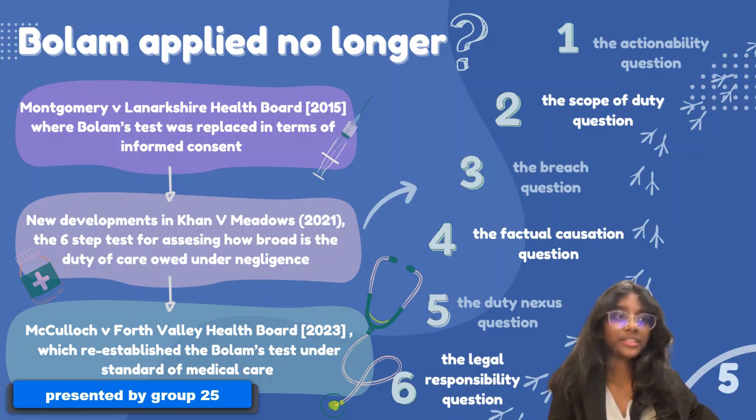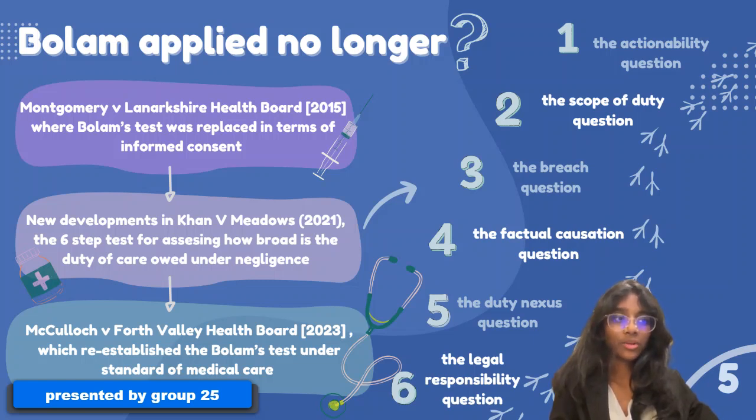The actionability question is the first step, posing the question whether the subject matter of the claim is actionable under negligence. The second step is called the scope of duty question, assessing the risks that may harm the claimant that the defendant is legally obliged to assume responsibility towards. The next step, the breach question. Did the defendant breach his or her duty by his or her act or omission?